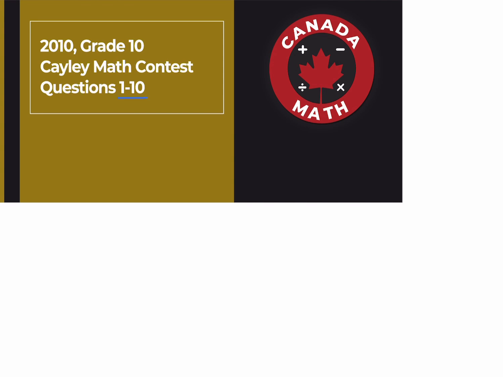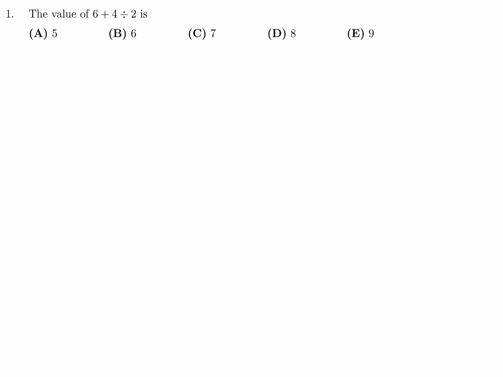Questions 1 through 10 on the 2010 Grade 10 Cayley Math Contest. The value of 6 plus 4 divided by 2 is. Order of operations is important. Remember, division always goes before addition.